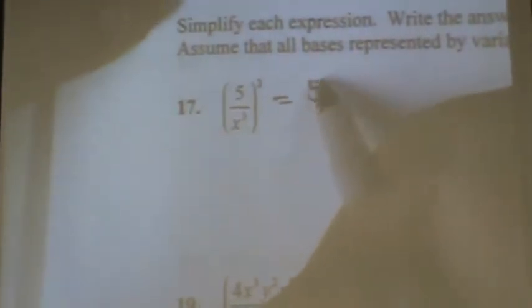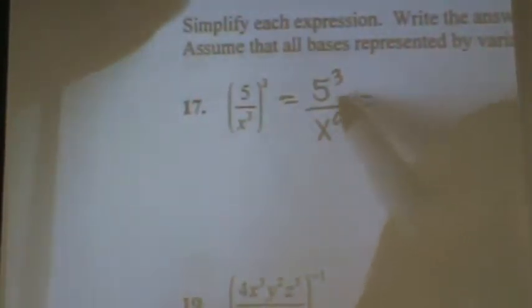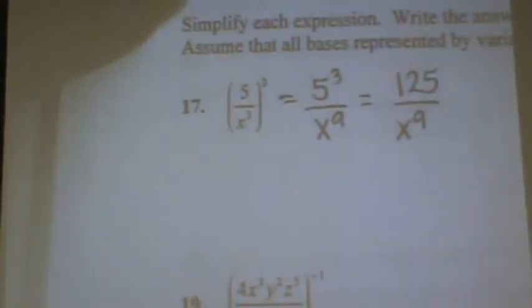Okay, now we are going to apply some more rules to this. This is a quotient, and the whole thing is cubed. So it's really 5 cubed over x cubed. x cubed, cubed is x to the 9th. And now 5 cubed is 125, so you can write 125 over x to the 9th.